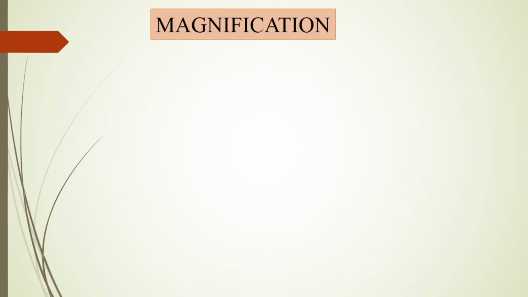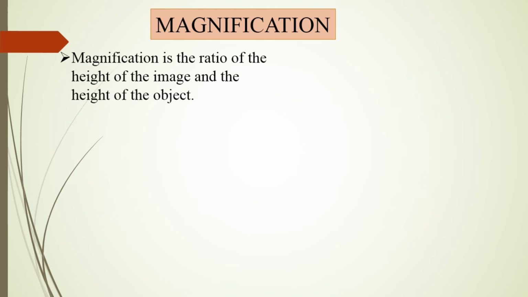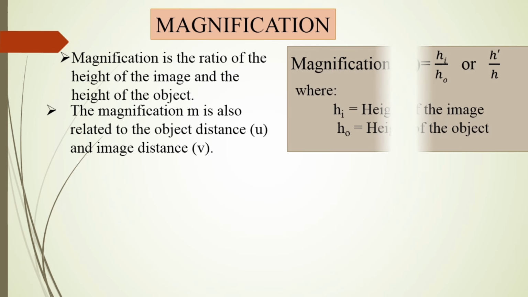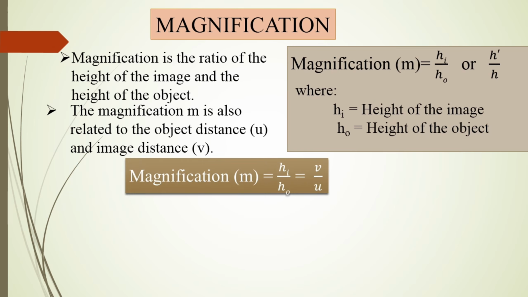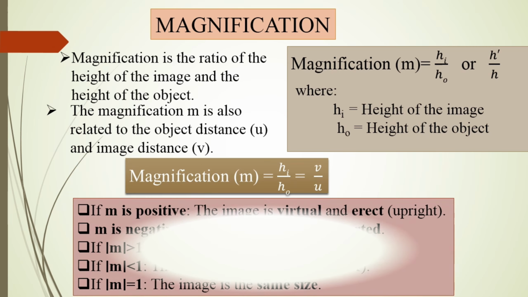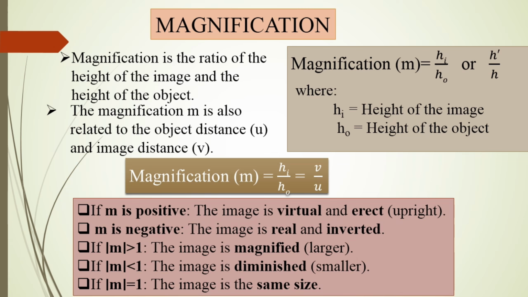Magnification, represented by the letter m, tells us how much larger or smaller an image is compared to the object. It also tells us if the image is inverted or upright. We can calculate it in two ways, either by dividing the image height by the object height, or by dividing the image distance by the object distance. If m is positive, the image is upright and virtual. If m is negative, the image is inverted and real.